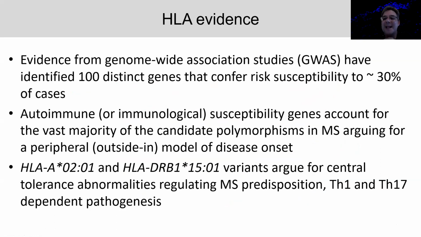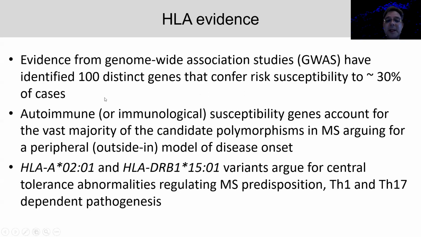So what's the genetic influence of MS? So we talked about the environmental conditions. What's the genetic influence of MS? Well, this is directly related, and what we classically know after doing genome-wide association studies globally is that the HLA variants, the alleles where autoimmunity occurs, are more prevalent in MS patients. So we have identified about 100 distinct genes that confer risk susceptibility to MS. And this can account for approximately 30% of cases of MS.